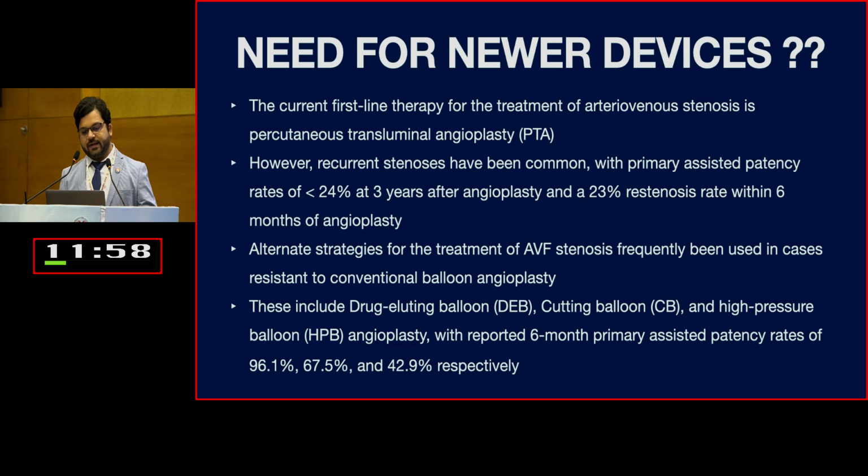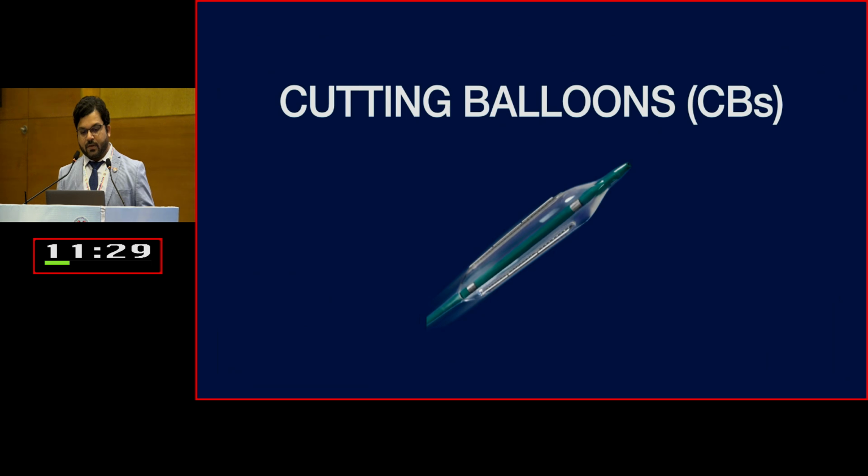The current first-line therapy for treatment was percutaneous transluminal angioplasty with a plain balloon. Recurrent stenosis has been common, with rates of less than 24% patency at 3 years after angioplasty and 23% within 6 months of angioplasty. So alternate strategies are needed, and they include the drug-eluting balloon, cutting balloon, and high-pressure balloon. We have 6-month primary assisted patency rates of approximately 96% with the drug-eluting balloons. Now I'll divide my talk into 2 parts: first the cutting balloons, and then the drug-coated balloons.